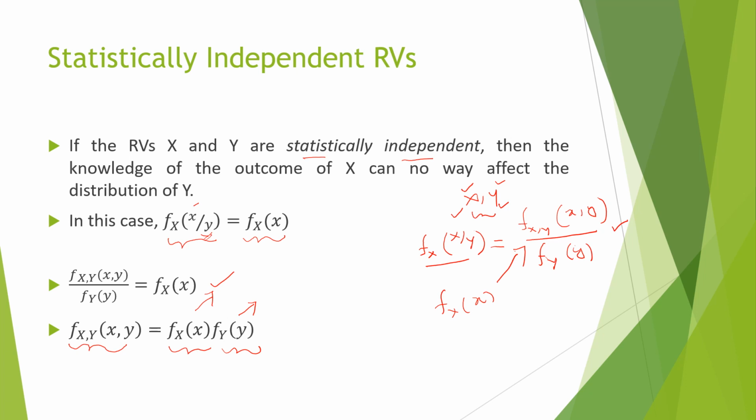So in this video, we considered multiple random variables, and we also observed what a joint PDF is, and then we looked at the conditional PDF, and finally we have seen and defined what statistically independent random variables are.